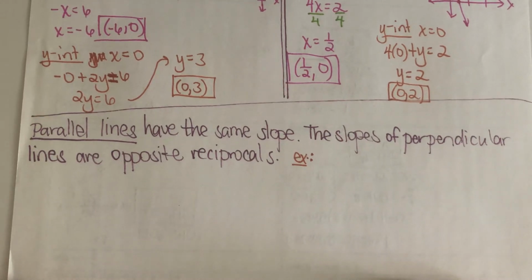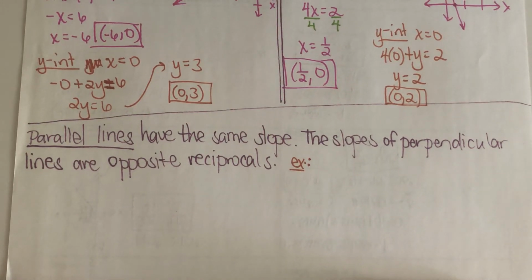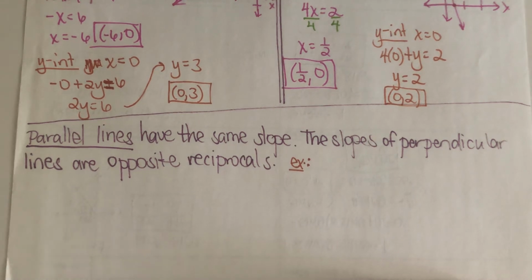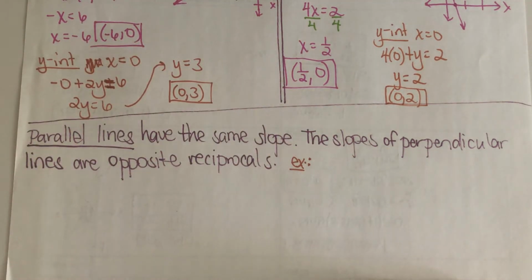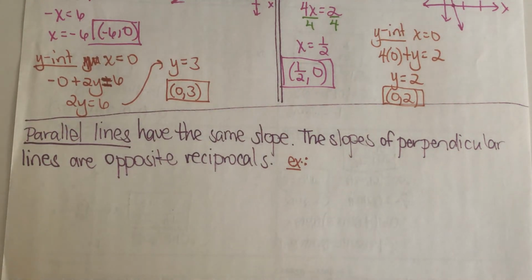All right, parallel lines have the same slope, so pause me to write that down and then we'll talk about it. Parallel lines have the same slope, and the slopes of perpendicular lines are opposite reciprocals. So I'm going to give you a couple examples of opposite reciprocals. Opposite means, you know what, let me write this down. I'm going to grab a different color.